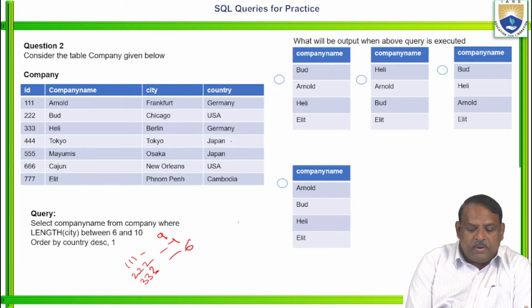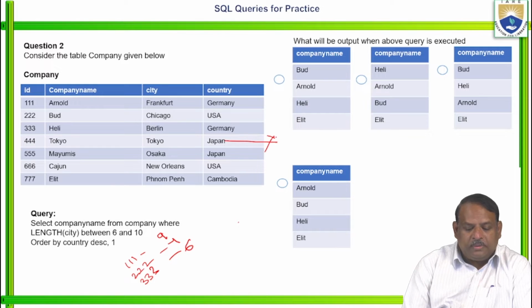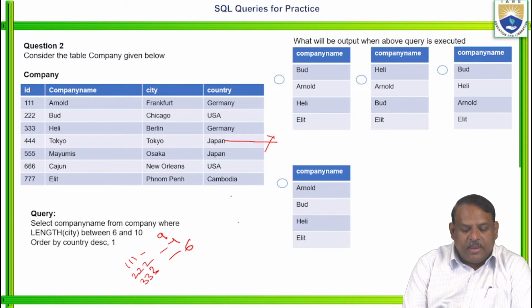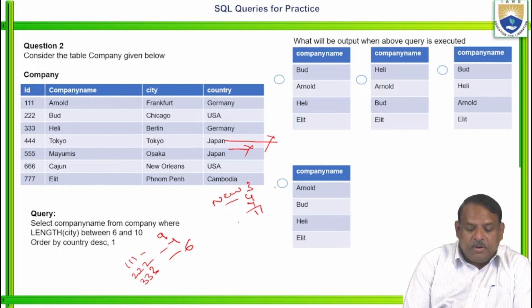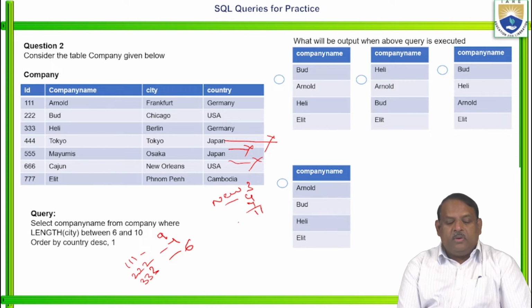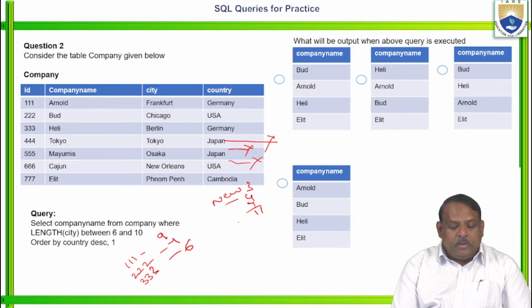Tokyo. So we don't need to consider Tokyo. Osaka. We don't need to consider Osaka also. New Orleans. So New Orleans is 3, empty space is 4, and the other word is 7. So 7 plus 4 plus 3 is 14, 11. So we don't need to consider even New Orleans.